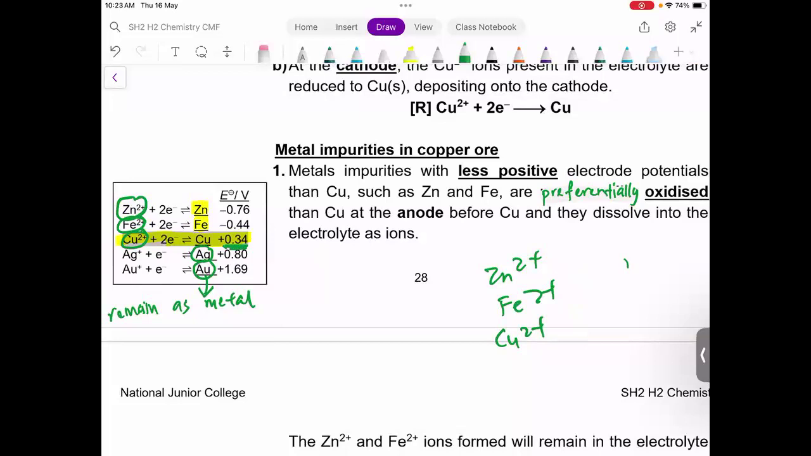And also do appreciate that because we are talking about impurities in copper ore, this means that majority is copper. The other metals are present in trace amount. So the concentration of your zinc 2 plus and iron 2 plus is actually very low. So the chance of it undergoing reduction at the cathode is also less likely as a result. Okay, so that is how it works.